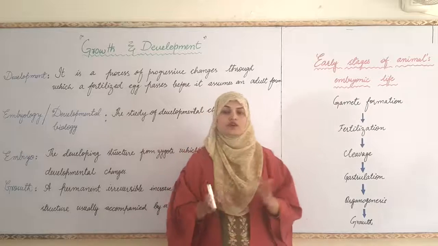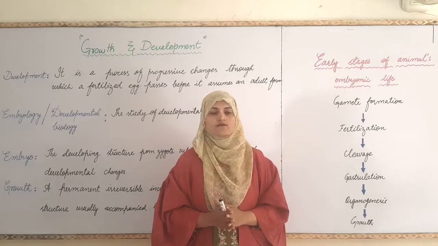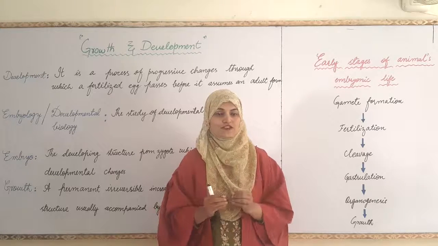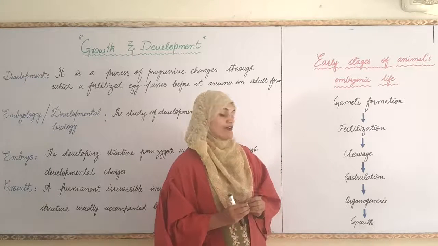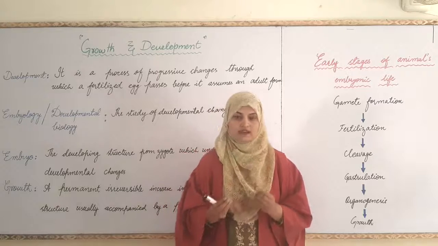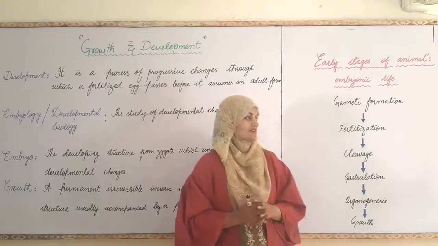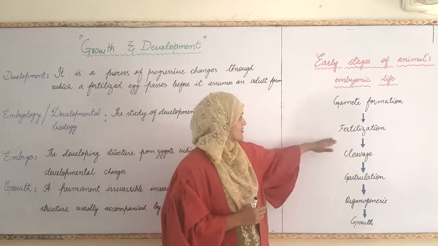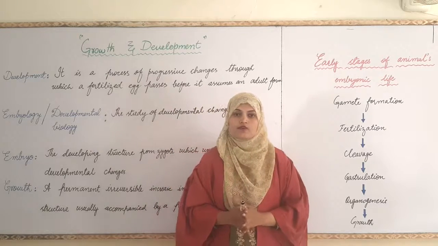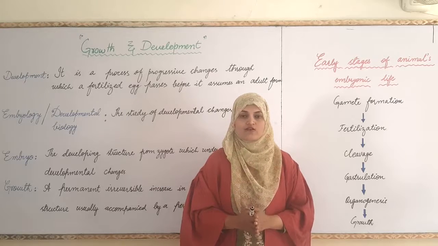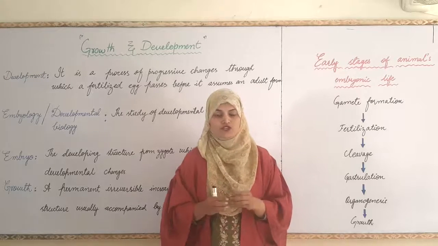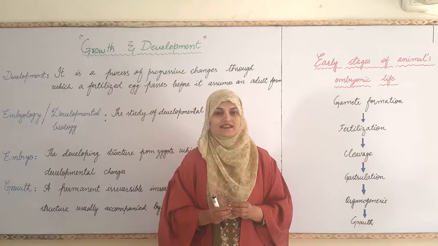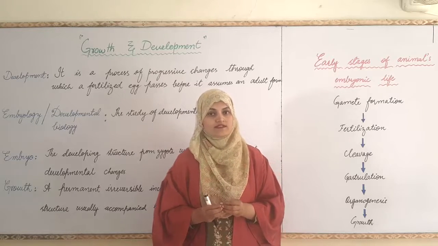When these two gametes are formed, they fuse with each other, as a result of which a single diploid cell is formed, which is termed as zygote, and the process is termed as fertilization. Fertilization is the process in which ovum and sperm fuse with each other, as a result of which a single diploid cell is formed, which is termed as zygote.